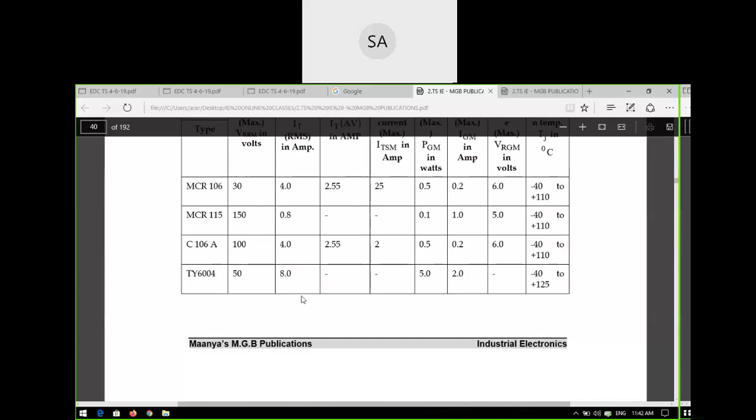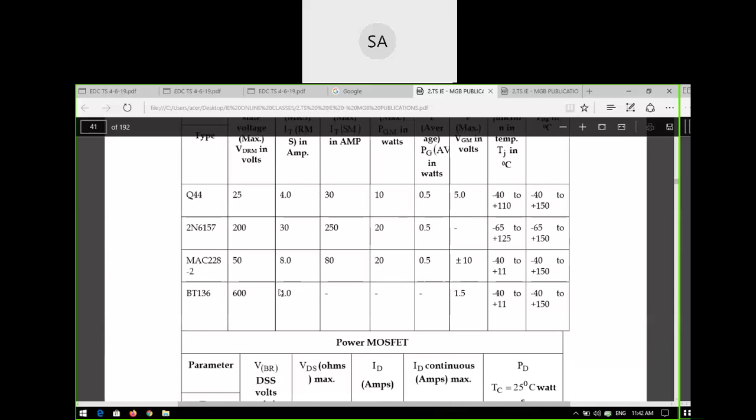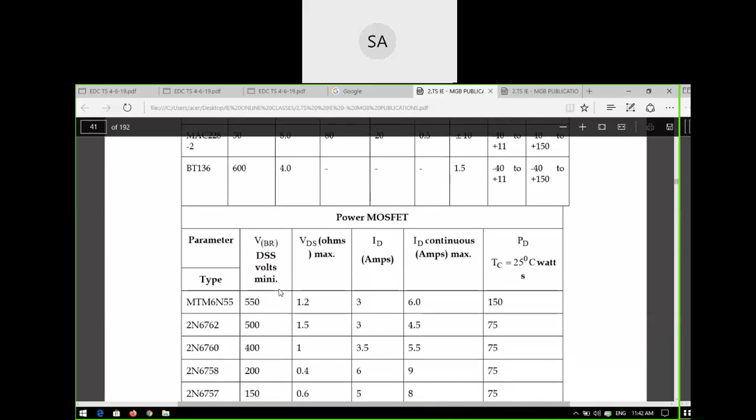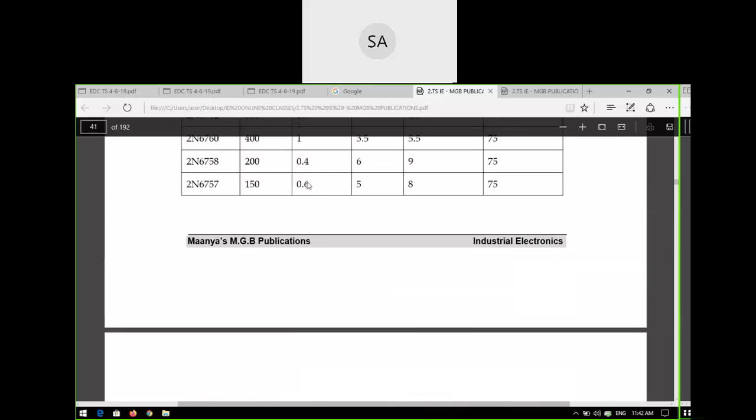MCR106 is an example of SCR. TYN604 also. And 2N6157, BT136 is the example for TRIAC. And the 2N67 series is the power MOSFET. 2N6762, 2N6760, 2N6758, 2N6757 are the examples of power MOSFETs and their specifications. So you have to remember.